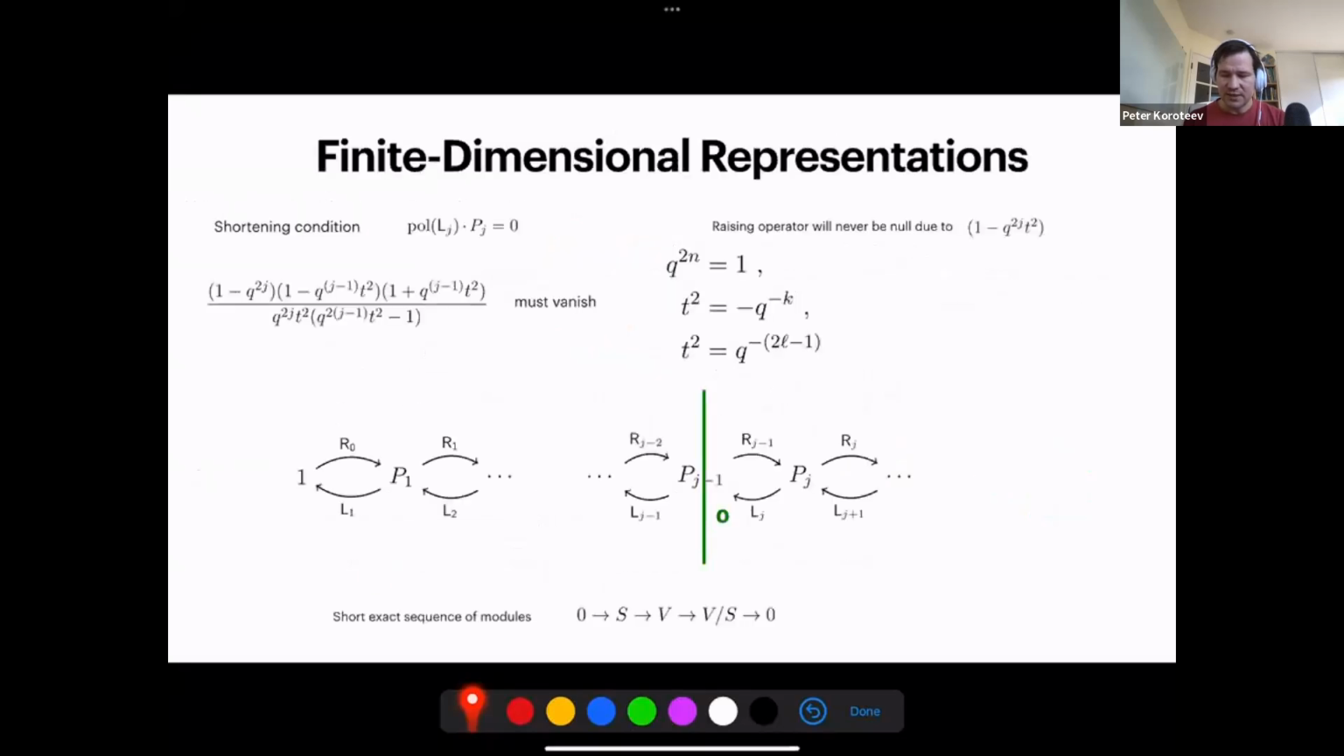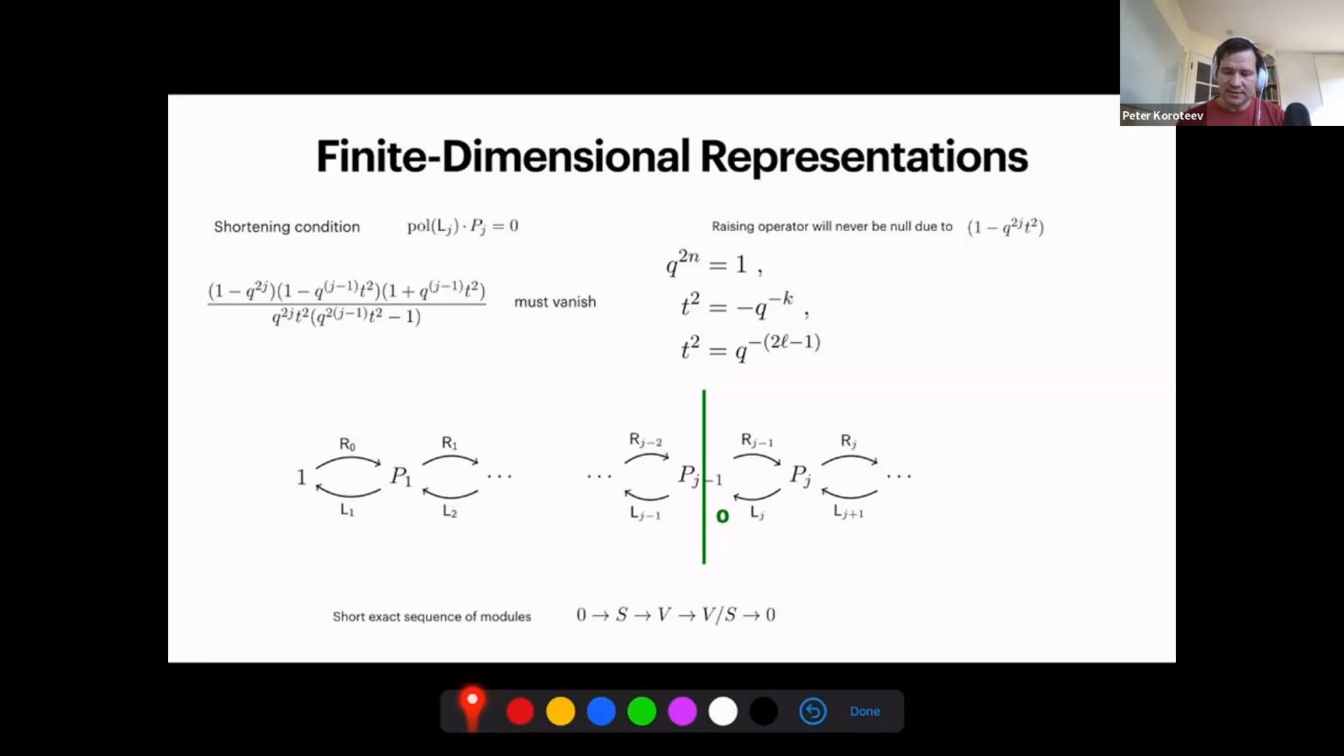So instead you need to look at other ways when this action can vanish. What may happen is that you act with a lowering operator on some pj and then you get 0. You can see from the shape of the rational function that it happens in 3 different cases: when q to the 2n is equal to 1, when t squared is negative q to the negative k, where k is an integer, and when t squared is q to the negative odd integer. Those will be all 3 different cases which we'll have to explore.